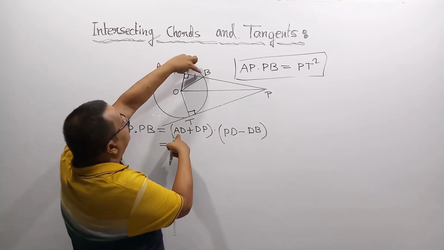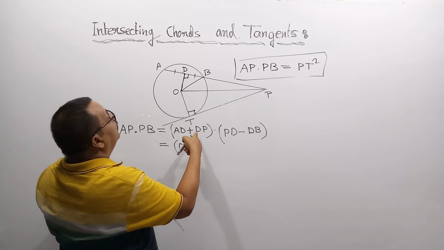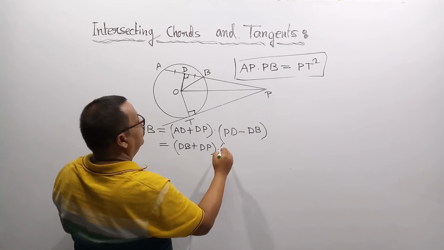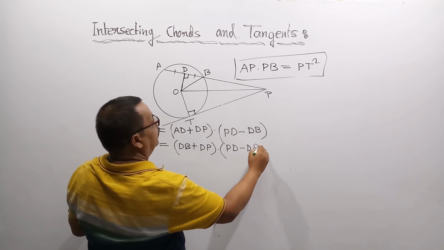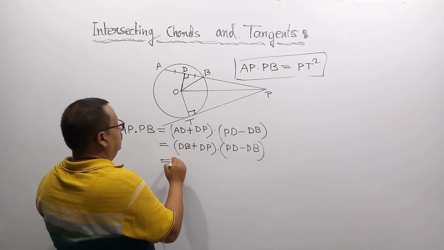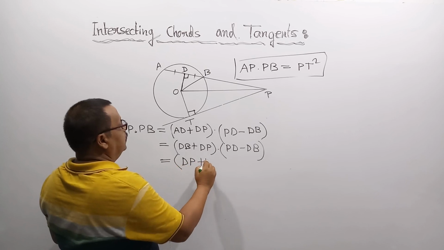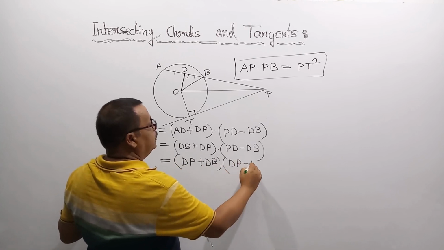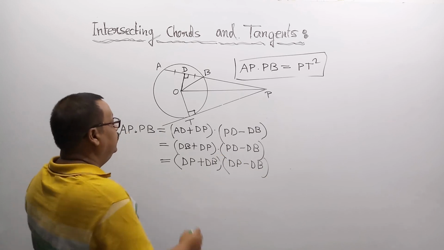AD equal to DB plus DP, into PD minus DB. If you write this way, DP plus DB into DP minus DB. Understood? DB and DP are same length.